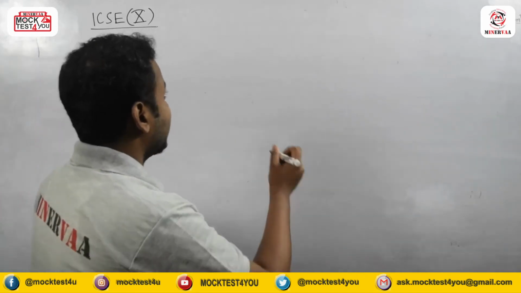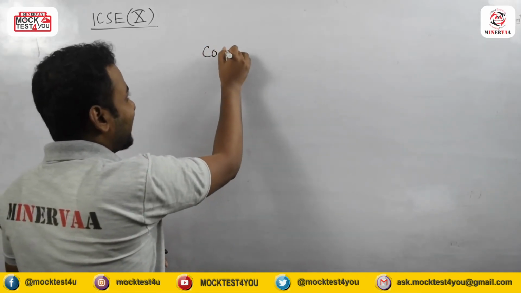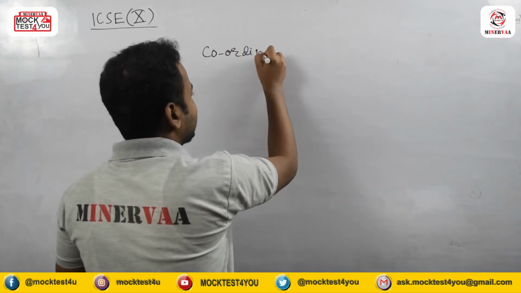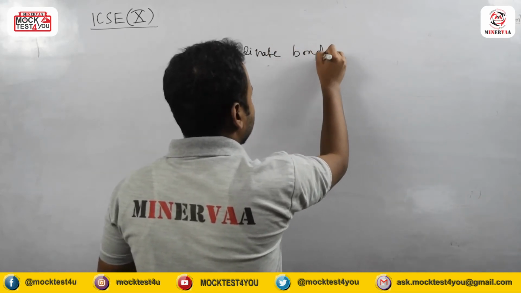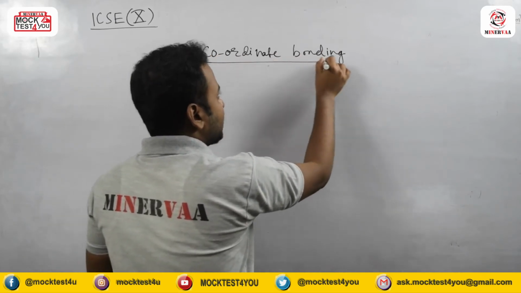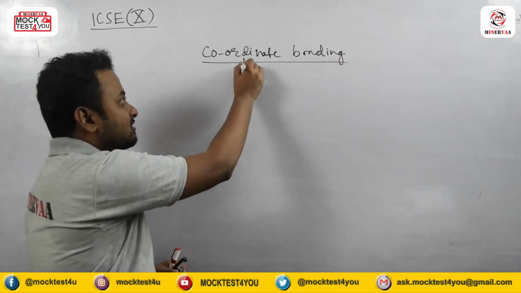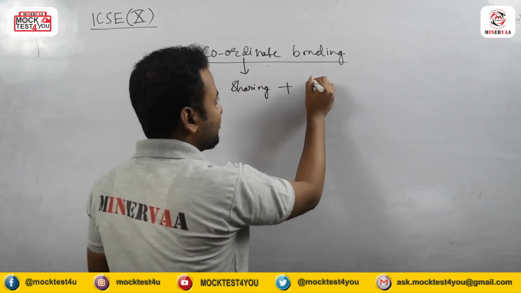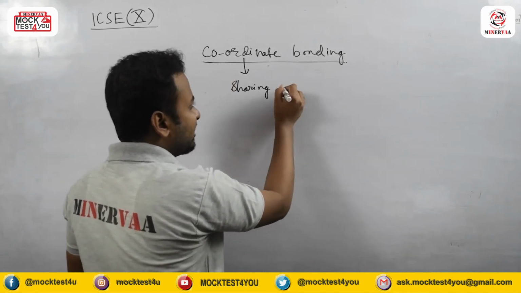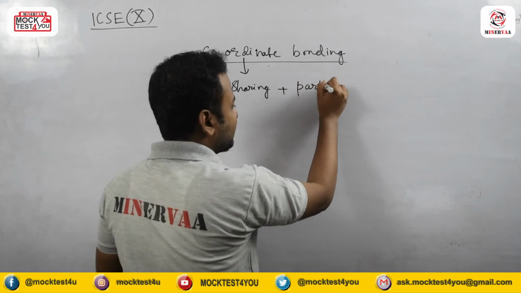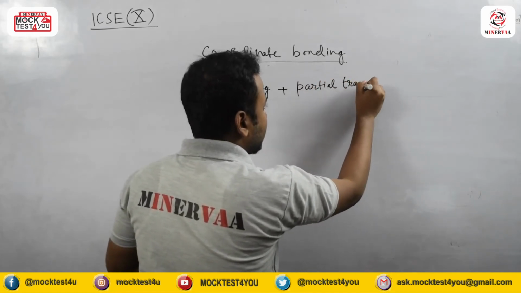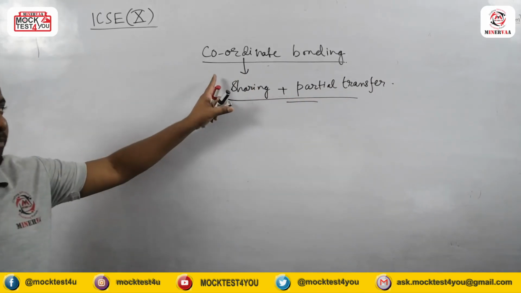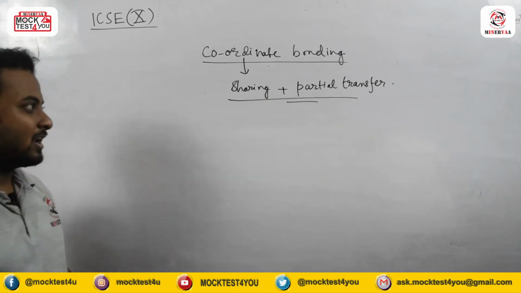Now we'll see what is coordinate bonding. This is the third type of bonding that occurs between the elements. Coordinate bonding. Okay. This also occurs by sharing of electrons. Sharing plus transfer. Not transfer. Sharing plus partial transfer, you can say. Partial transfer of electrons. So coordinate bonding occurs by sharing and partial transfer of electrons.